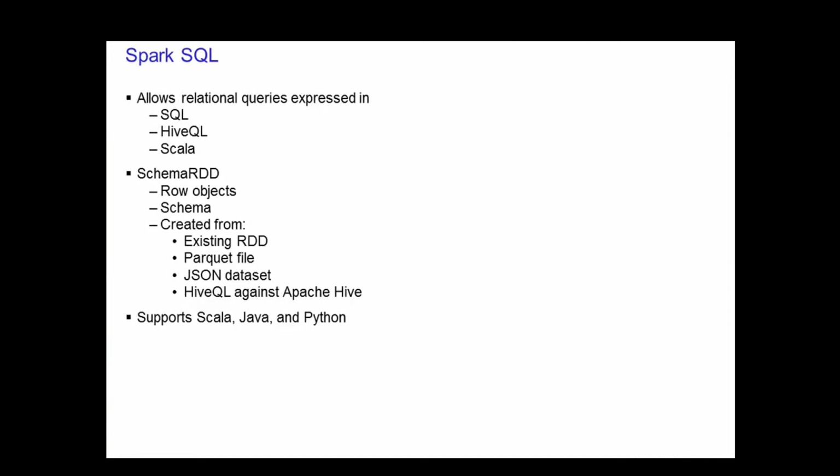You create a schema RDD from existing RDDs, a Parquet file, a JSON dataset, or using HiveQL to query against the data stored in Hive. You can write a Spark SQL application using Scala, Java, or Python.